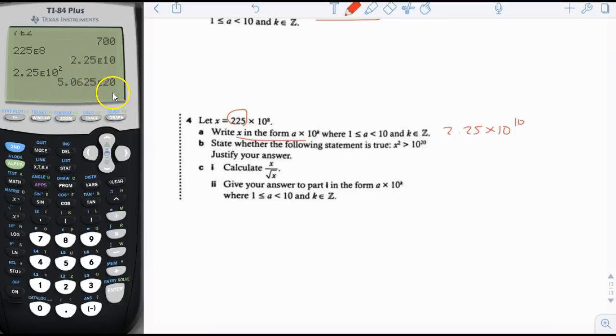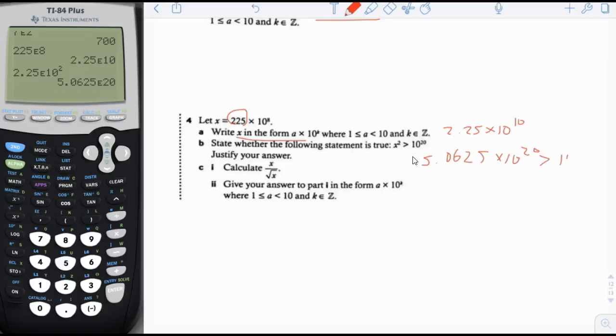Okay, so it's 5.0625 times 10 to the 20th. Is that bigger than 10 to the 20th? Yeah, because 10 to the 20th is 1 times 10 to the 20th. This is 5.0625 times 10 to the 20th, so it's about 5 times bigger. So, yeah, 5.0625 times 10 to the 20th is definitely bigger than 10 to the 20th.